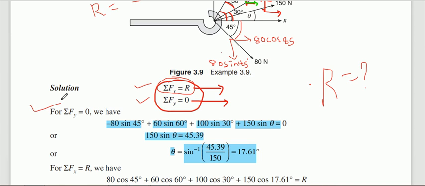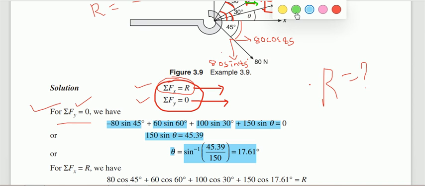So there is no rule that you have to consider only one. But if you get the one unknown first, then you can get the second unknown. If you consider summation of Fx is equal to R first, R is unknown and theta is also unknown. Therefore summation of Fy, which is equal to 0, you need to consider first. Anything which is equal to 0, consider that condition first.